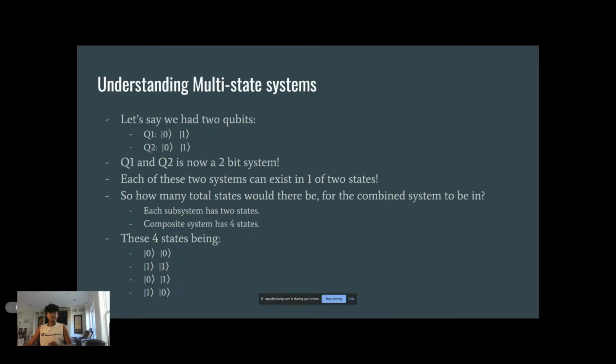All right, so understanding multi-state systems. Let's say we had two qubits that had multiple states. We have Q1 with states 0 and 1, and Q2 with states 0 and 1. So this is now a 2-bit system, and each of these two systems can exist in one of two states. How many total states would there be for the whole combined system of Q1, Q2? Well, if each subsystem has two states, the whole composite system would have 4 states.